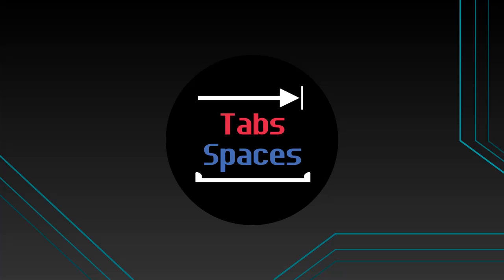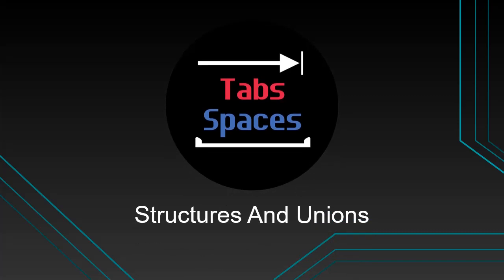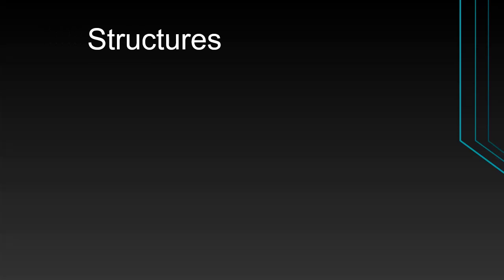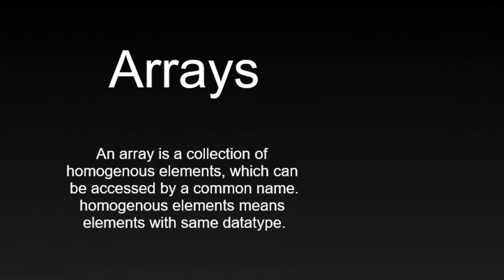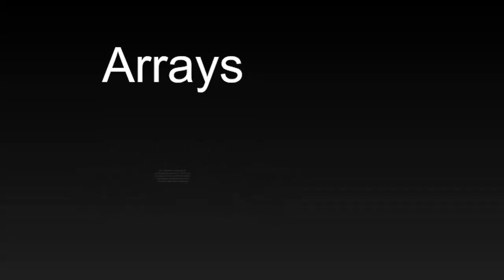In this tutorial, we will learn about structures and unions. Before learning about structures, let's learn some basic concepts about arrays and then compare them with structures. An array is a collection of homogeneous elements which can be accessed by a common name. Homogeneous elements simply means elements with the same data type.